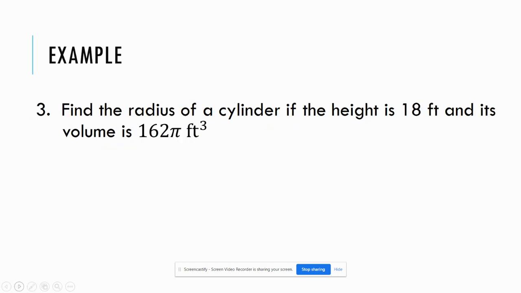This next example is asking for us to find the radius of a cylinder if the height is 18 feet and its volume is 162 pi feet cubed. All right, so we're talking about a cylinder. I'm going to write the formula for a cylinder first. The formula for volume of a cylinder, remember, is pi times the radius squared times the height. Well, in this problem, notice that 18 is representing the height.